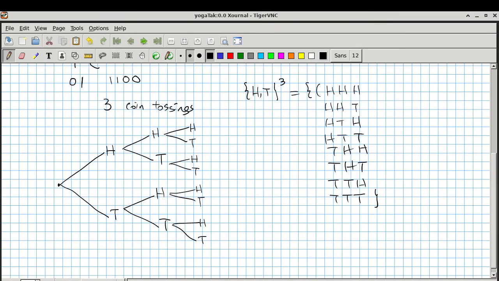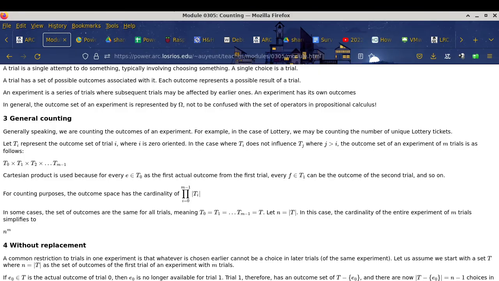So let me go back to the slide because a lot of times we don't really care so much about the actual outcome. We just want to do the counting. In other words, we want to figure out the cardinality of omega. So Cartesian product is used because for each element of T0 as the first actual outcome of the first trial, every f that is an element of T1 can be the outcome of the second trial and so on. So I'll illustrate the same thing next time using a bag of several marbles, okay?